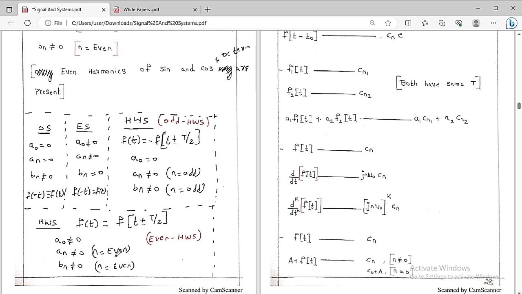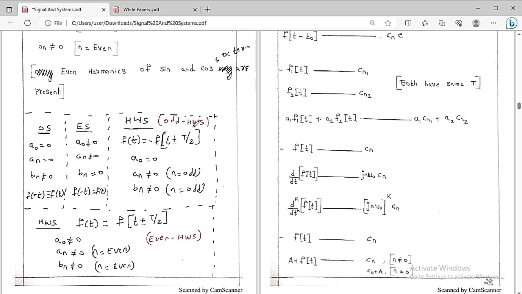So odd half-wave symmetry means only the odd harmonics of sine and cos terms are going to be present. Even half-wave symmetry means only the even harmonics of the sine and cos terms are going to be present. So this is what I am trying to tell you. Instead of calling both just half-wave symmetry, you will get confused. So this is the actual notation. This is called odd half-wave symmetry and this is called even half-wave symmetry.